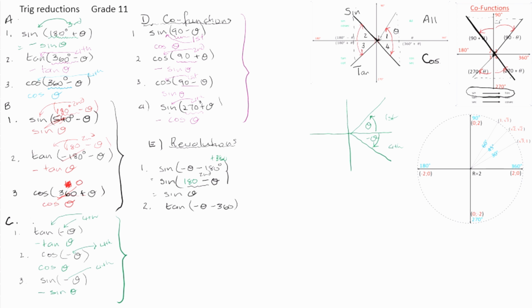Right, this one here is a revolution. You can do it a few different ways. So the first thing we can do is say, put the negative theta at the back and add a revolution of 360 over here, and you are left with tan of negative theta, which we did over here, and that would be tan in the fourth quadrant, which is negative.